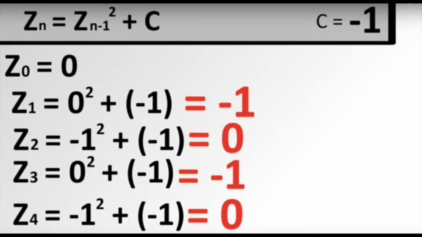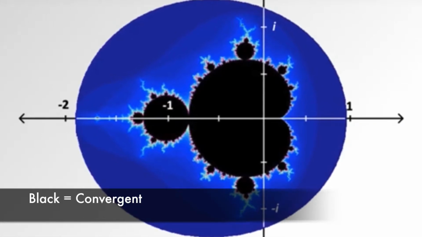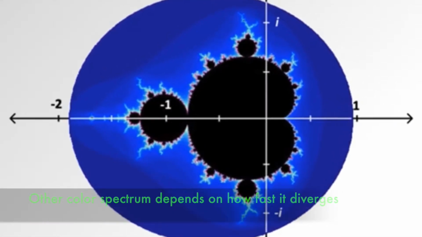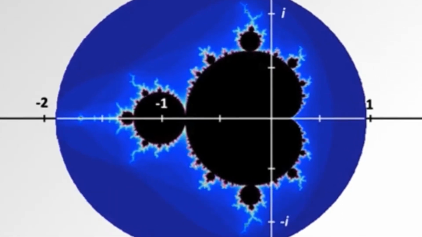Another example would be this point, c equals -1. After many iterations, we can see that it comes back in a loop. This means that it converges. So we would give this point a color like black. This would give us the Mandelbrot set. The black color means that it converges, and the other colors show how fast it diverges.